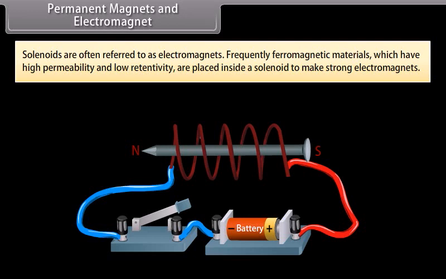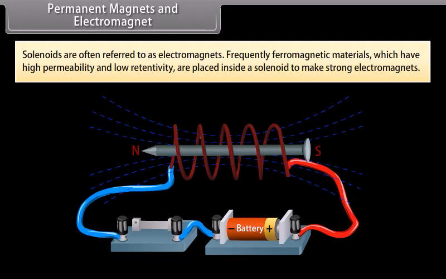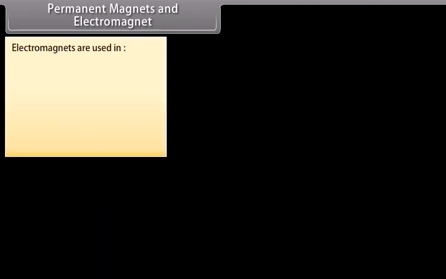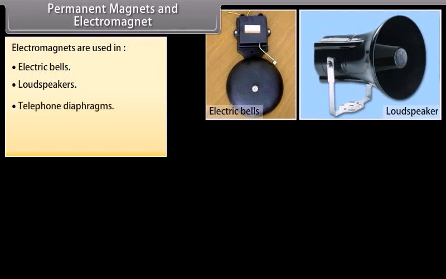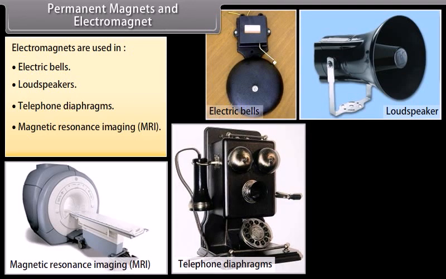Solenoids are often referred to as electromagnets. Frequently, ferromagnetic materials, which have high permeability and low retentivity, are placed inside a solenoid to make strong electromagnets. Electromagnets are used in electric bells, loudspeakers, telephone diaphragms, magnetic resonance imaging, MRI, and cranes to lift heavy materials.